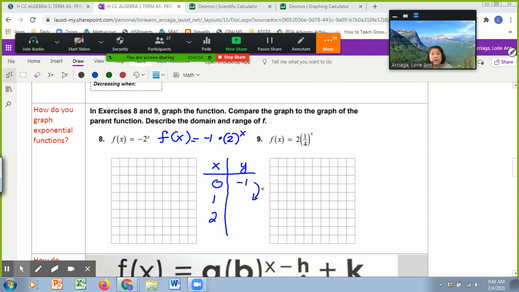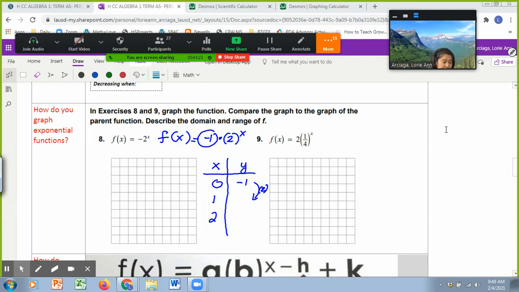Okay, how do we know? You're going to look at the base, right? What's your base? What's being raised to an exponent? 2. Yeah, just 2, because we already separated the negative and used it for the initial value, right?